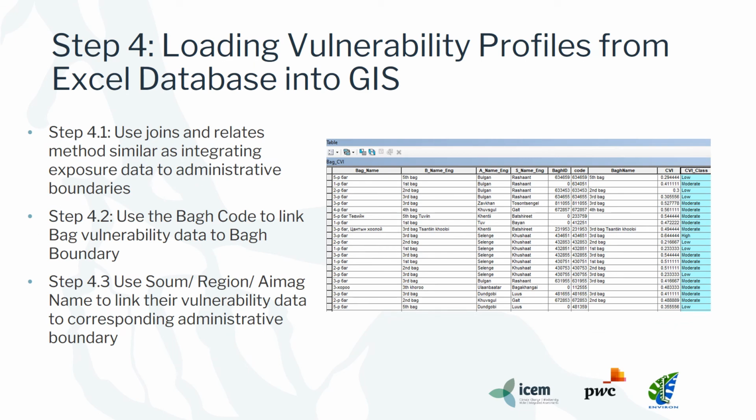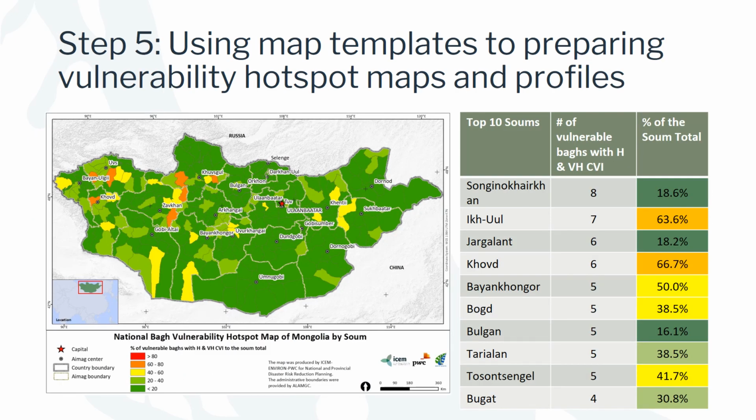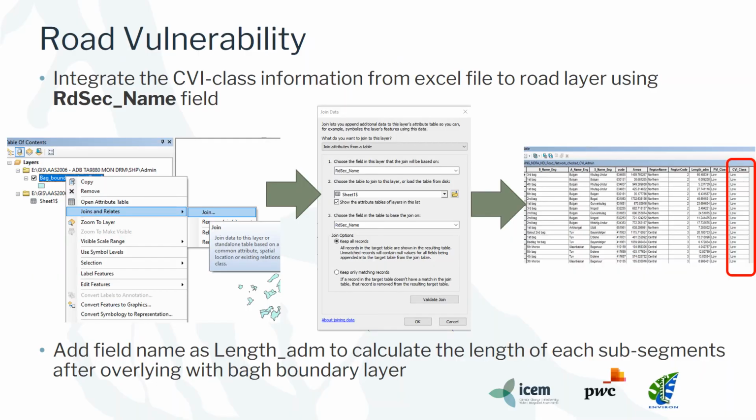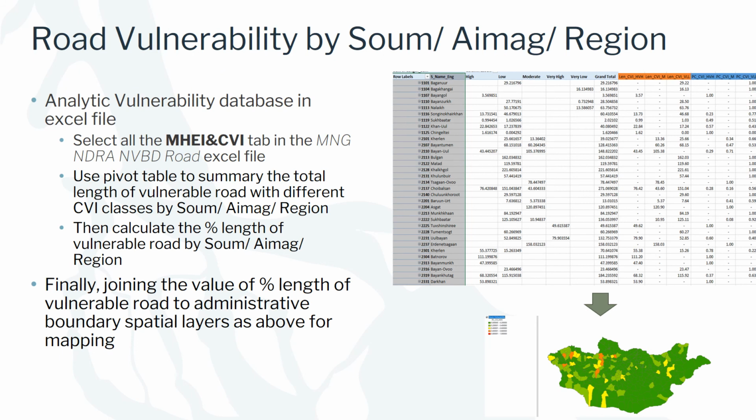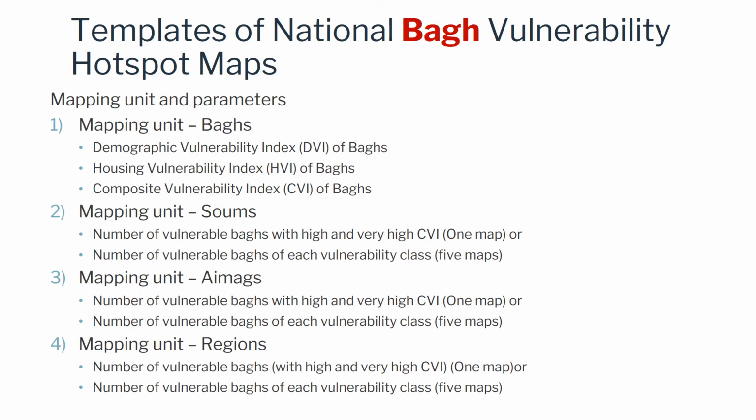Step 4 is loading the vulnerabilities profile from the Excel database into GIS. Next, use the map template to prepare the vulnerabilities hotspot map and profile. For road vulnerabilities, integrate the CVI class information from the Excel file into the road layer using the road name field, linking them together.